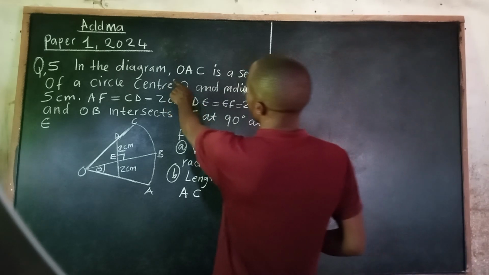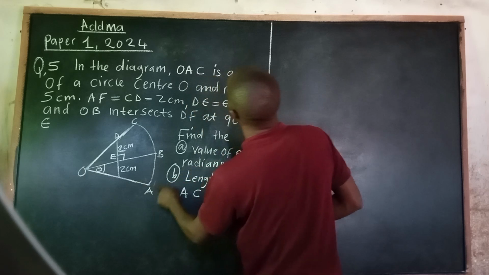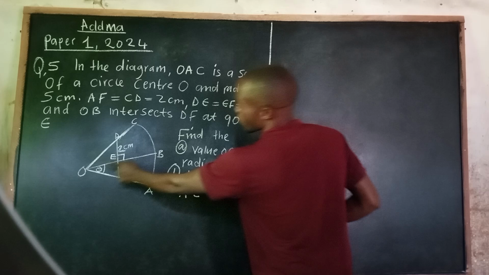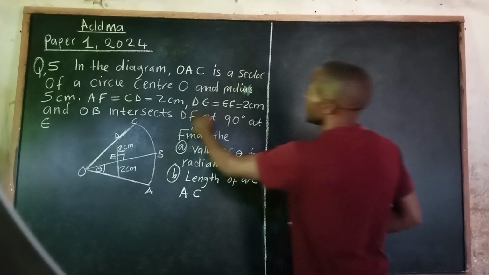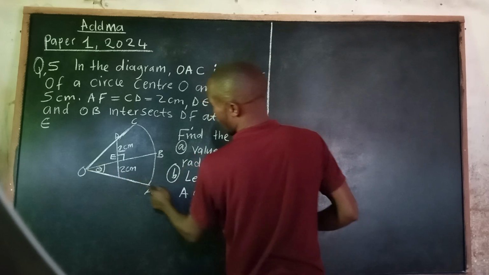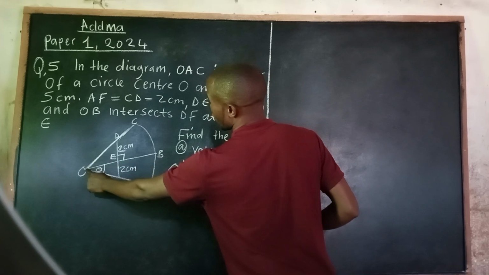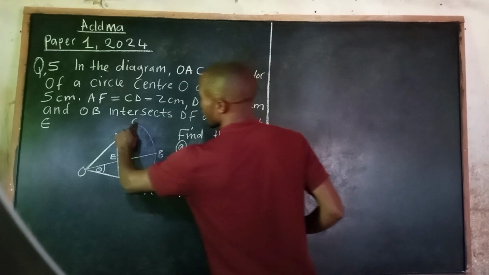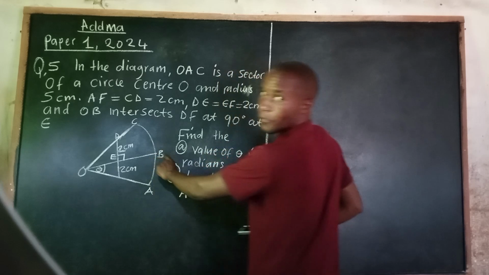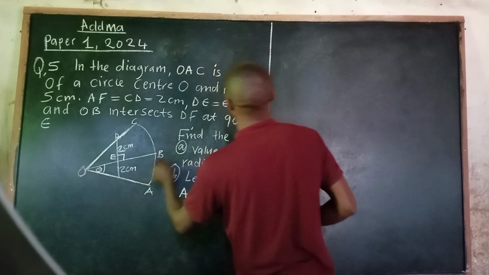In the diagram, OAB is a sector of a circle center O. So the center is here, and radius 5 centimeters, from here up to here. That is the radius because this is a circle. So we are assuming this circle is like this. Now only this part has been mentioned. So this is our center.